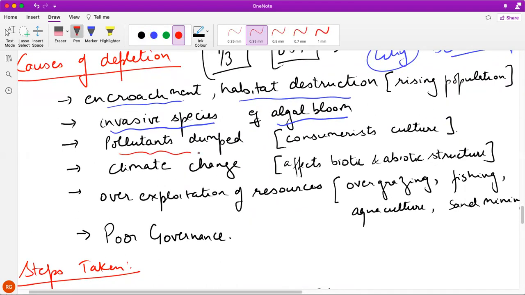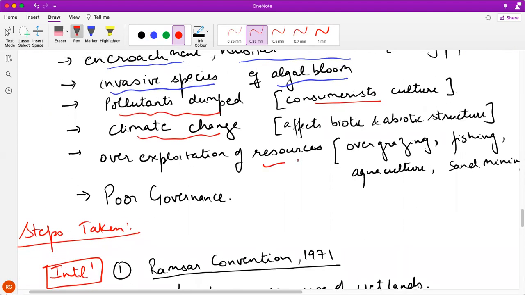Then pollutants are being dumped. Wetlands are being used as a place to dump pollutants because of the rise of consumerist, use-and-throw culture. Then climate change is also affecting the biotic and abiotic structure of the wetlands. Then over-exploitation of resources, overfishing, overgrazing, aquaculture, sand mining. Then also the main reason is poor governance. What is the main reason?